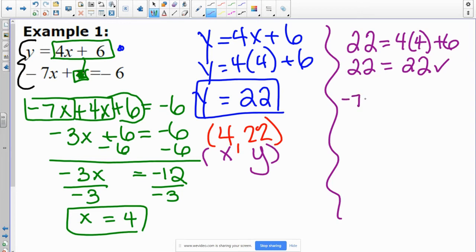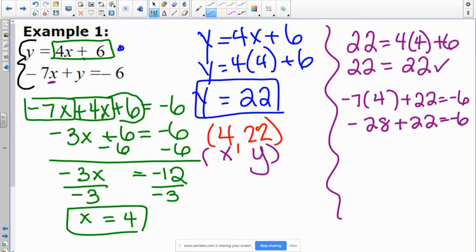So I have -7x. I said the x over here is 4. And I'm going to add that. That was a y. So I'm going to add that to my y value, which now I think is 22. And hopefully it equals a -6. So -7 times 4 is -28. Add the 22. Check it again. -28 plus 22 is -6. And they both equal -6. So I know that this right here is my solution. That's the answer. That's the x and y values that satisfy both.